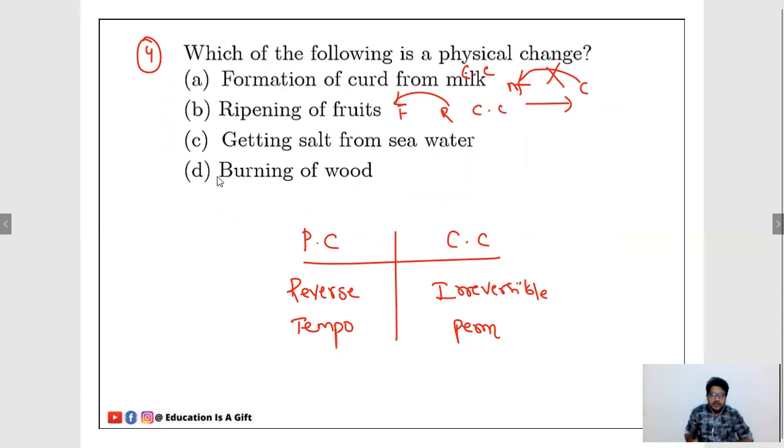If you see this D, burning of wood. If wood is burnt, it will become coal or charcoal. And again, from this charcoal or coal, we cannot get wood back. This one is also a chemical change. Getting salt from seawater is the only option left, and the answer is physical change. We can get salt from water, and again salt can be mixed. That can be taken back like that.